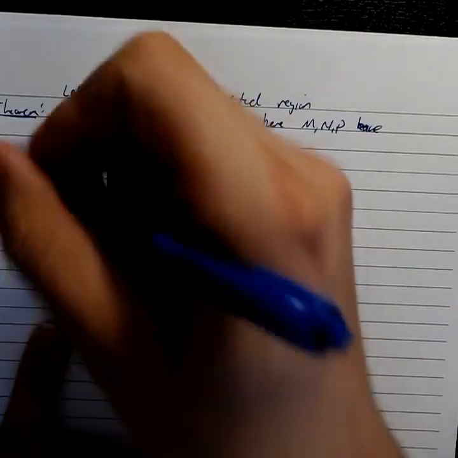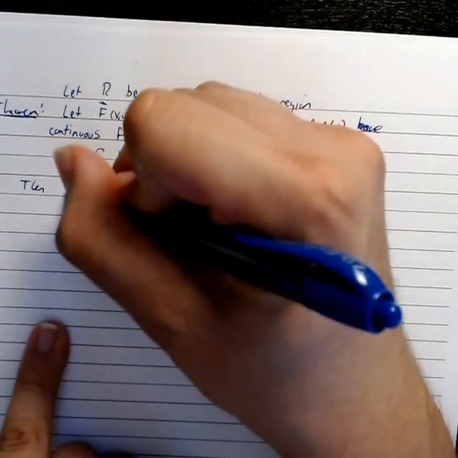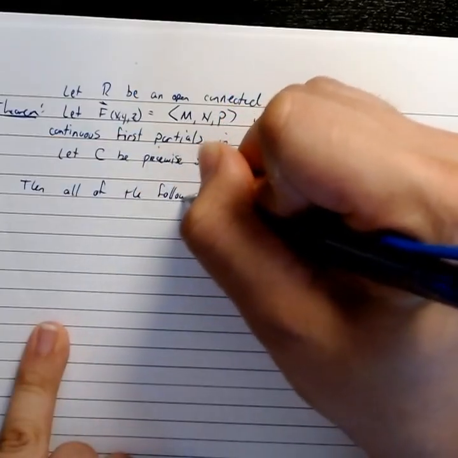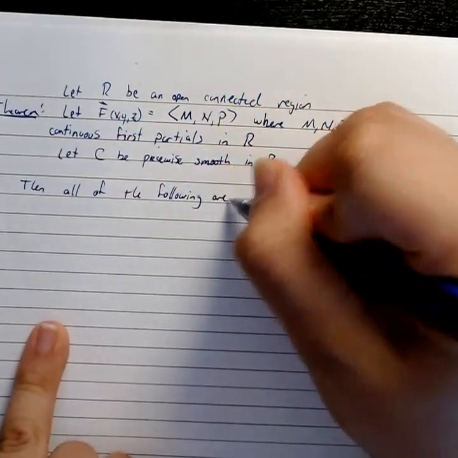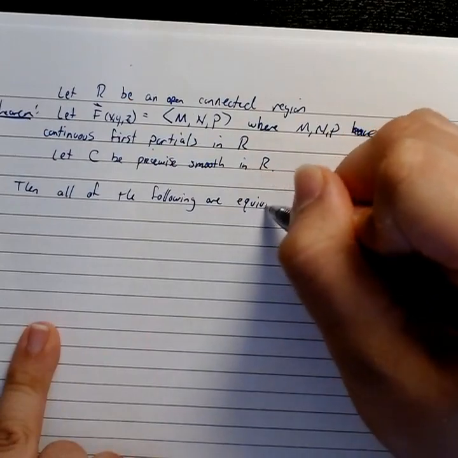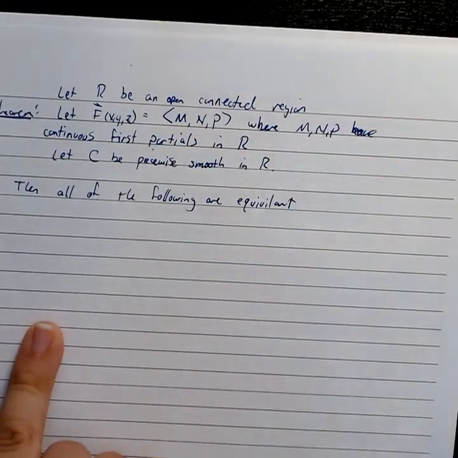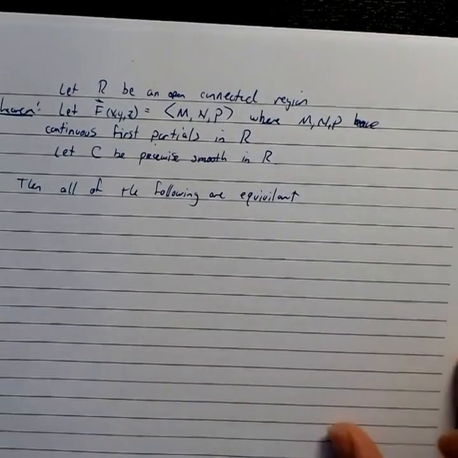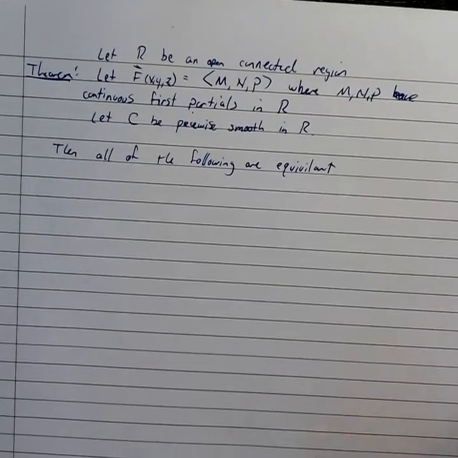Then all of the following are equivalent. Meaning if you have one of them, you have all 3 of them. If you don't have one of them, that means you don't have any of them. They're all identical. They're all interchangeable. If you have one, you have them all. But if you don't have one, well, then you don't have any of them.